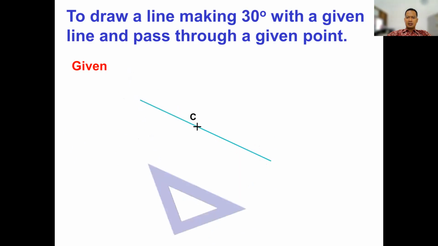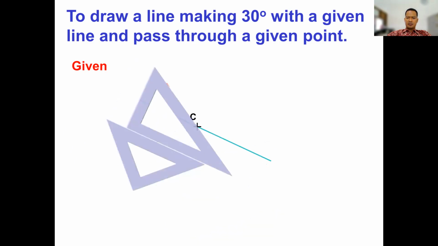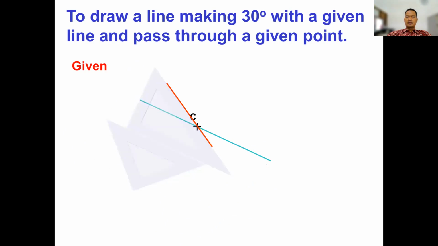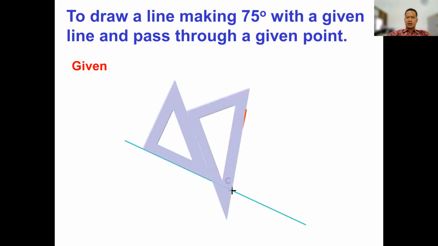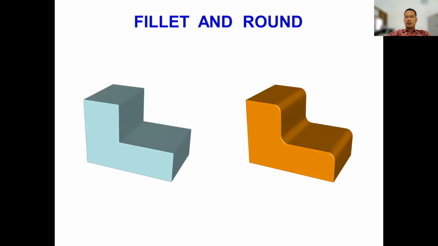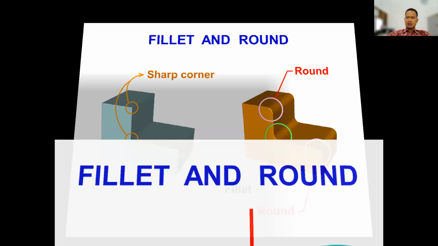For the 30 degree, almost the same. 75 degree, also you can use this one. And then about the fillet and round on the figure as shown in the screen. This is the sub corner, and then this one is a fillet with the specified radius or round in here.